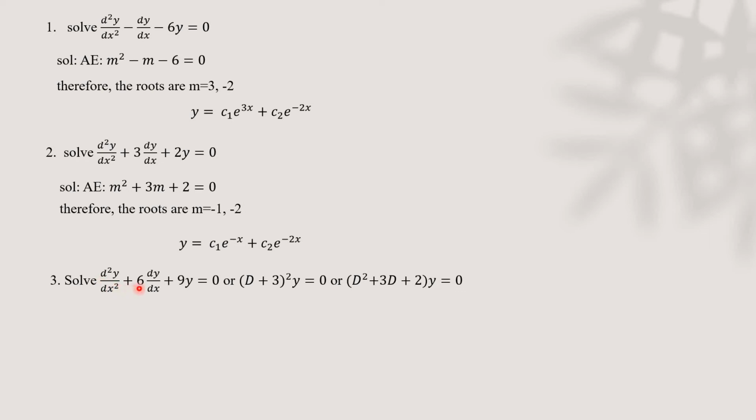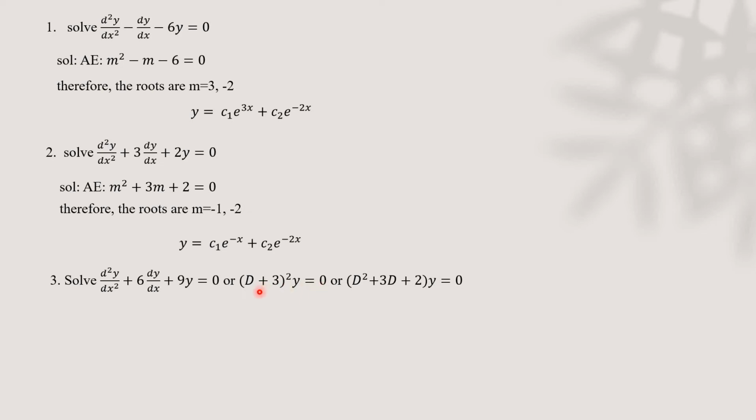d square y by dx square plus 6 dy by dx plus 9y equal to 0. So another way of giving the problem is (d plus 3) whole square on y equal to 0, or another way of giving the problem is d square plus 6d plus 9 on y equal to 0. You should have awareness of all these forms of the differential equation. All these three types are the same differential equation. So they can give directly (d plus 3) the whole square on y equal to 0.